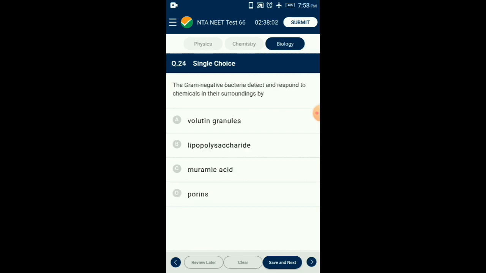Question number 24. The gram-negative bacteria detect and respond to chemicals in their surroundings by the inner membrane of gram-negative bacteria possessing barrel-shaped membranous proteins called porins. These porins are hydrophilic in nature and facilitate the movement of aqueous, water-soluble solutions in and out of the cell. They respond to the surroundings by serving as receptor sites for bacteriophages. So the answer is option D, porins.